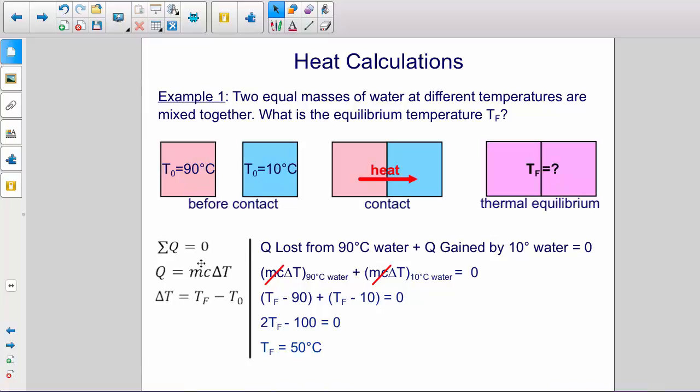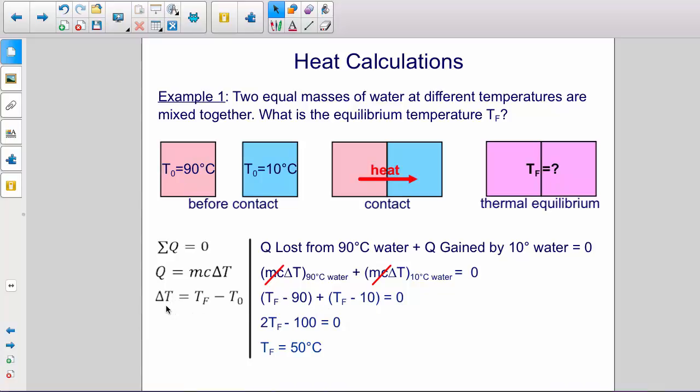We have our expressions for heat. Heat is given by mass times specific heat times change in temperature. We'll substitute this in for Q for each quantity of water, for the 90 degree water and the 10 degree water. And what we notice is we said that they were of equal mass, so we can eliminate mass from this equation. And they're both water, so their specific heats are the same, and this too can be eliminated. So as a consequence, we have the change in temperature of the 90 degree water plus the change in temperature of the 10 degree water has to be equal to 0.